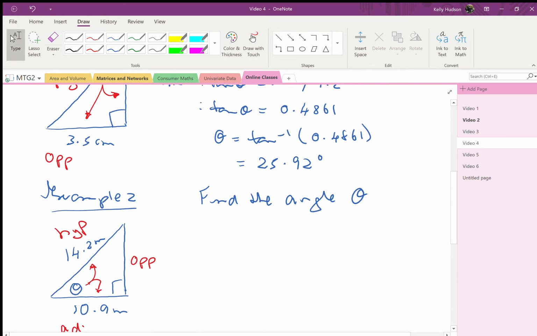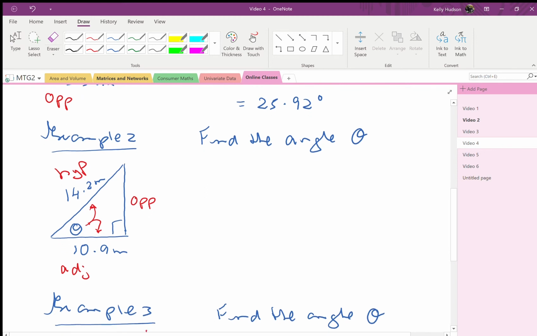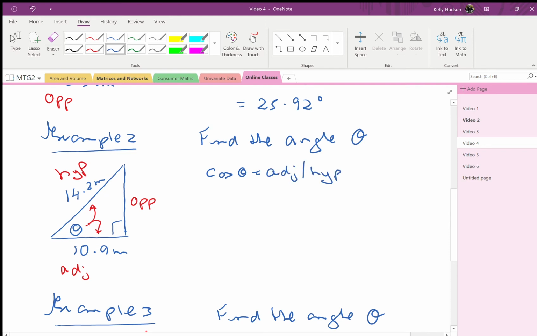Okay, for example number 2, I've got two sides known, and an angle unknown. So I've got the hypotenuse and I've got the adjacent. Now the two sides there give me the ratio of cos of theta is equal to my adjacent side, ADJ, divided by my hypotenuse. So once again, cos theta is equal to my adjacent side, 10.9, divided by my hypotenuse, 14.2.